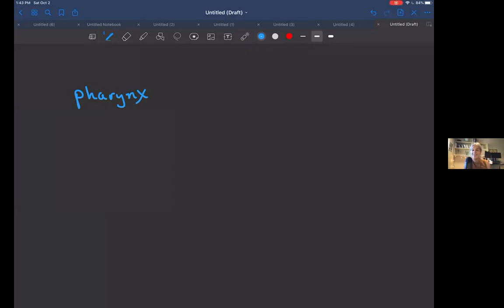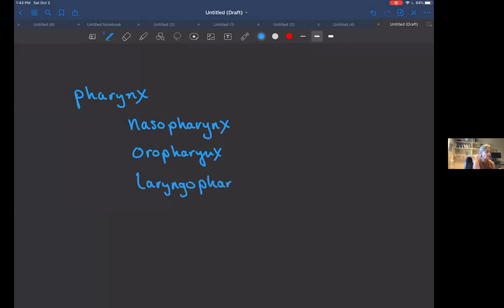When we talk about the pharynx, there are 3 parts to it. We have the nasopharynx, the oropharynx, which would be in the back of the throat, and then we have the laryngopharynx. It is the laryngopharynx which is next to your voice box, which is called the larynx. That is an opening into the lower respiratory tract. So we can talk about the lower.